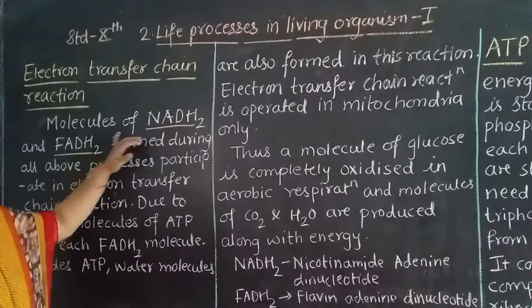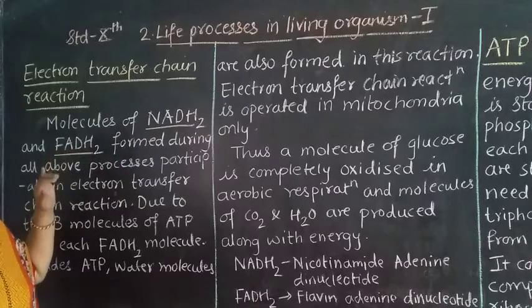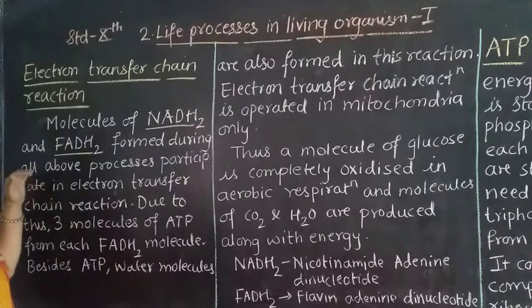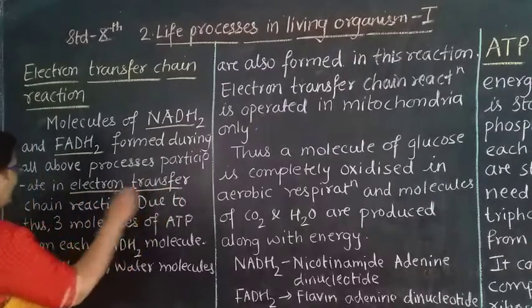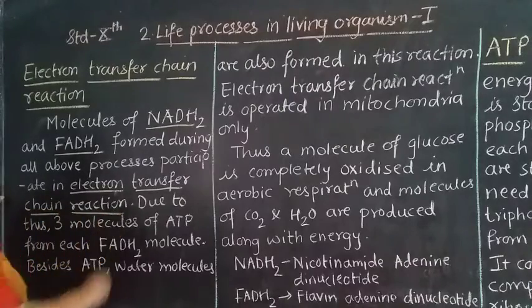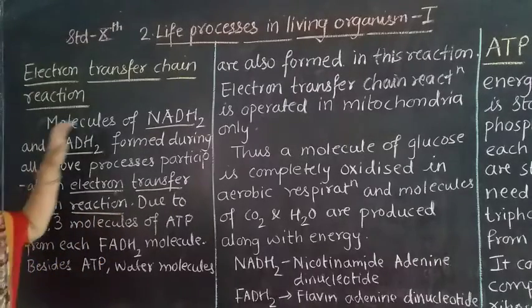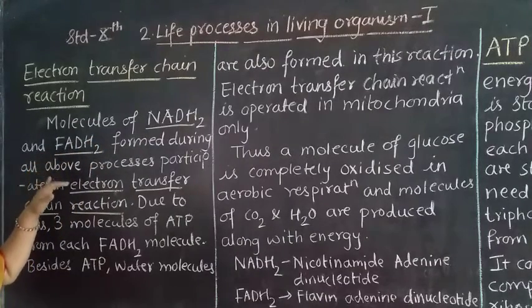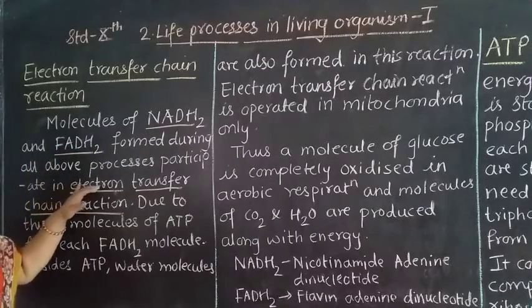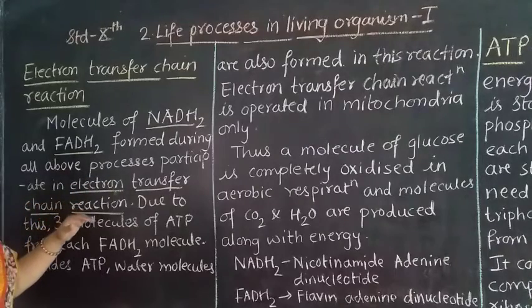Now what do NADH2 and FADH2 do? They are formed in the above processes, we know that. They participate in the electron transfer chain reaction. That means both NADH2 and FADH2 are participating in the electron transfer chain reaction.